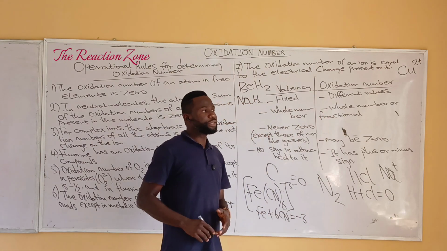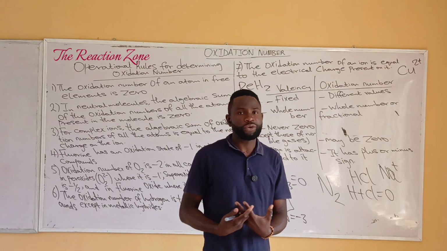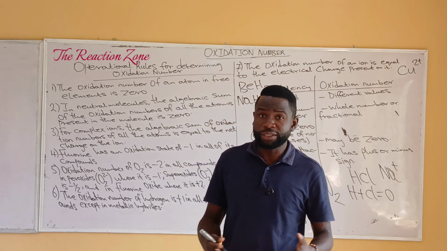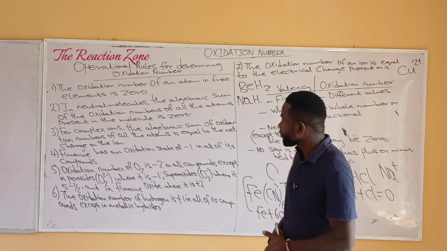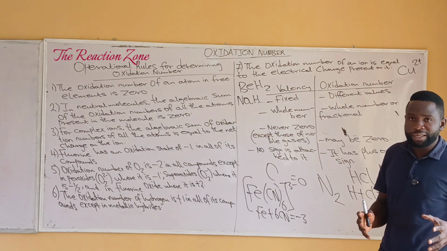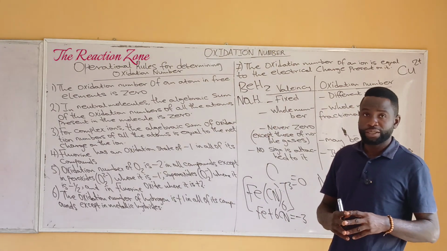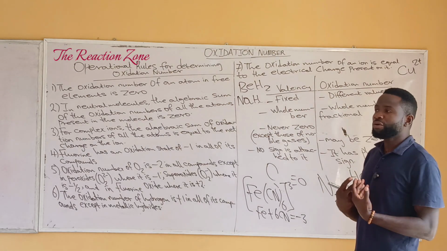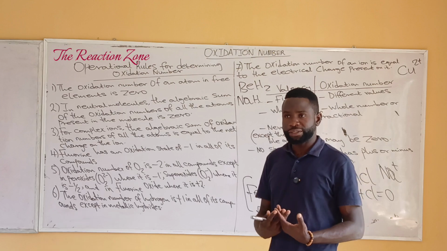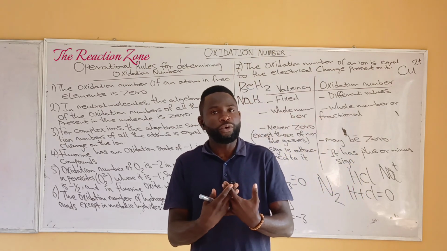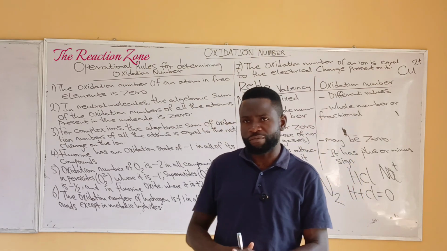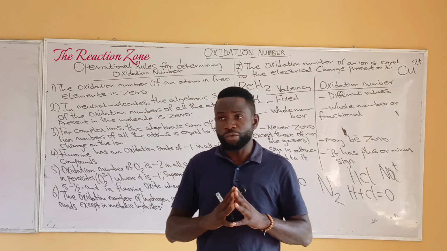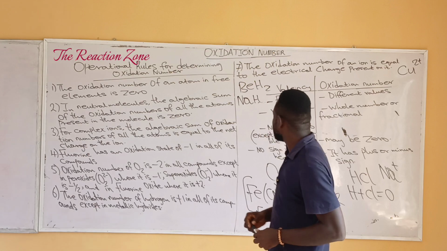Now, having said that, it is important to also know that valency and oxidation numbers do not mean the same thing. We tend to use them interchangeably, but they are different. First, the valency of an element is usually fixed. However, the oxidation number of an element varies. In other words, an element will have different values of oxidation number because it depends on the nature of the compound in which the element is present.